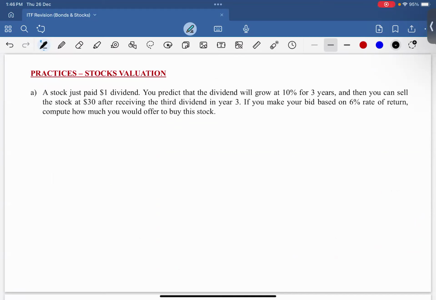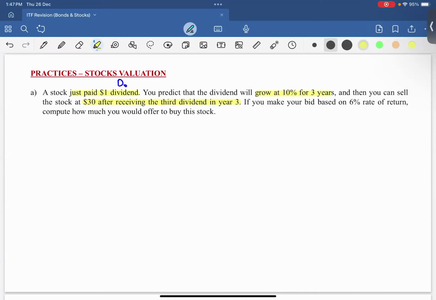My suggestion is you will need to draw the timeline in order for you to be able to compute accurately. So let's have a look into the first question here. A stock just paid $1 dividend, just paid. So this one is T0. You predict that the dividend will grow at 10% for the 3 years, okay? And then you can sell the stock at 30 after receiving the third dividend in year 3.